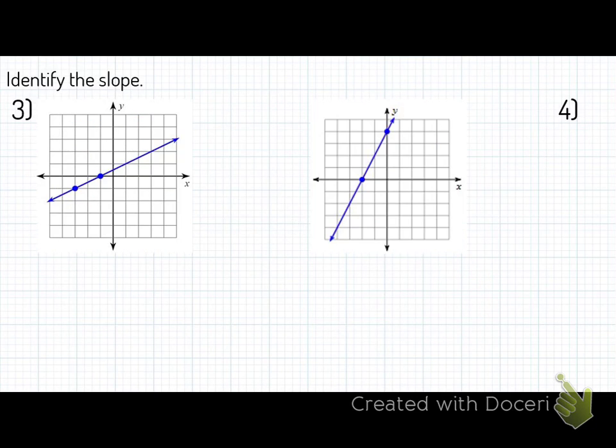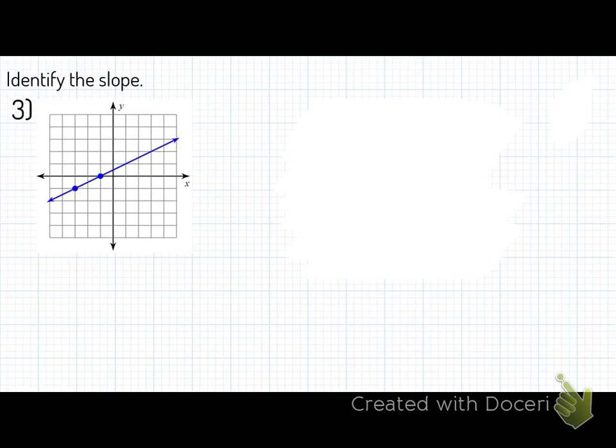Okay, number 3. So we've got identify the slope, okay? I'm going to hide that one. Working with your group, why don't you figure out what's the slope of this one? I'll give you about 30 seconds. Go.